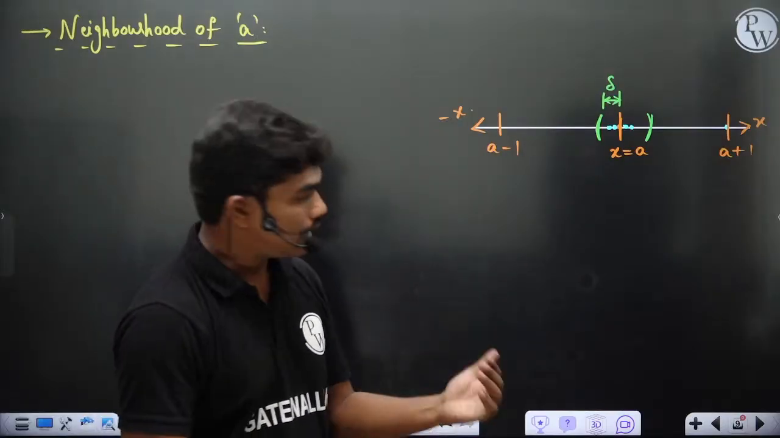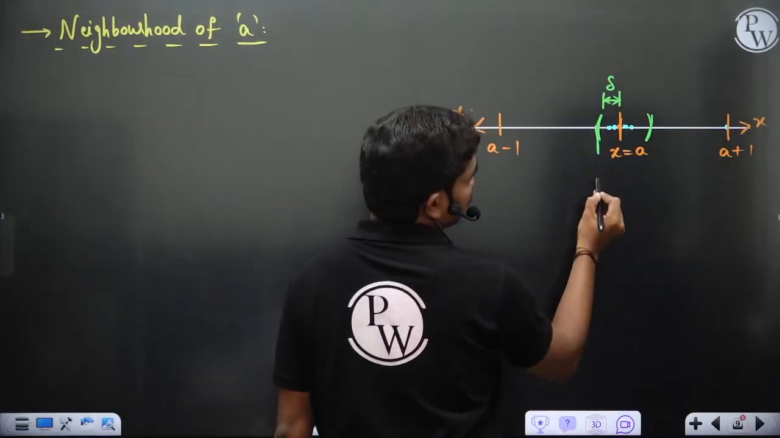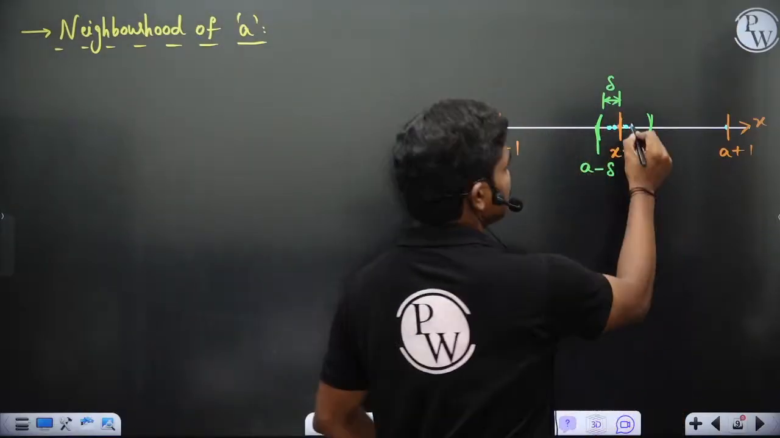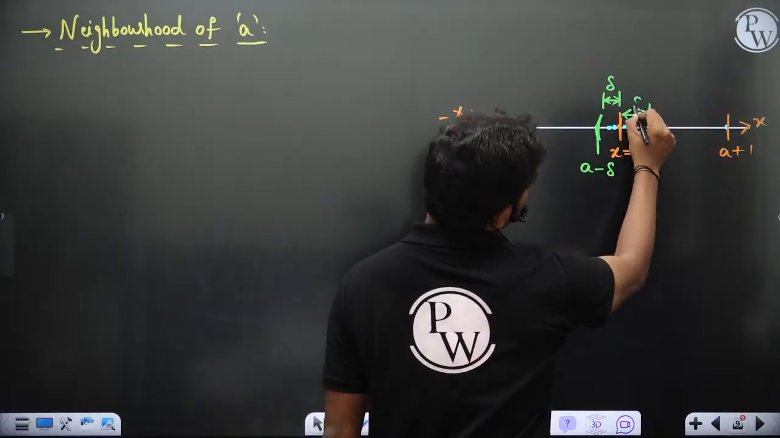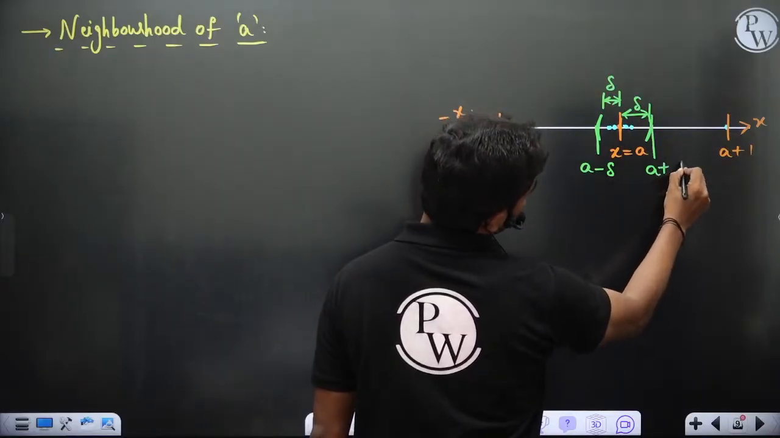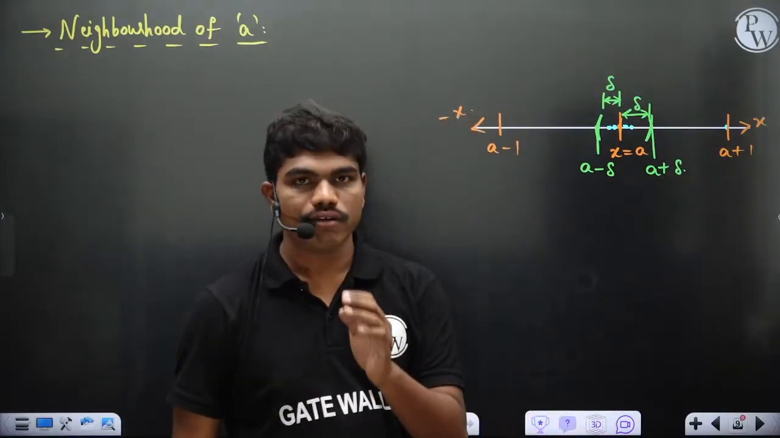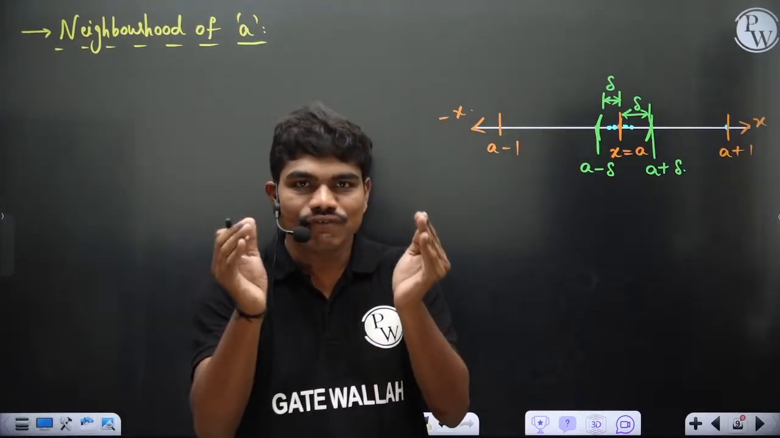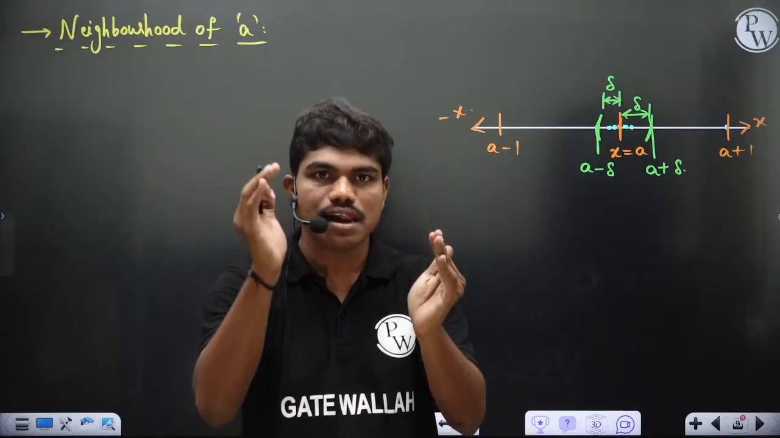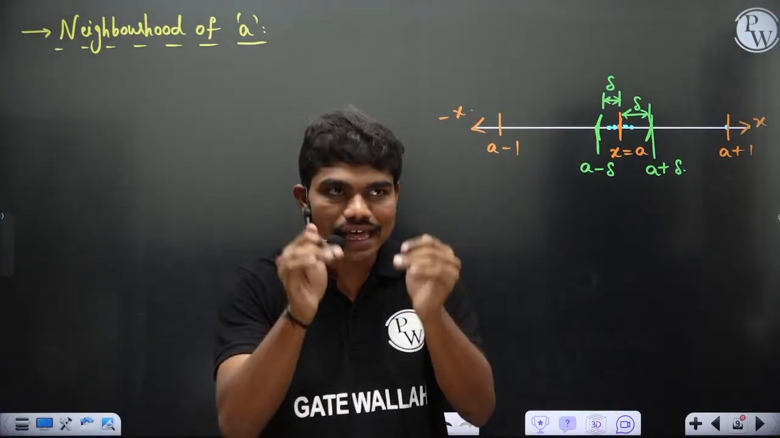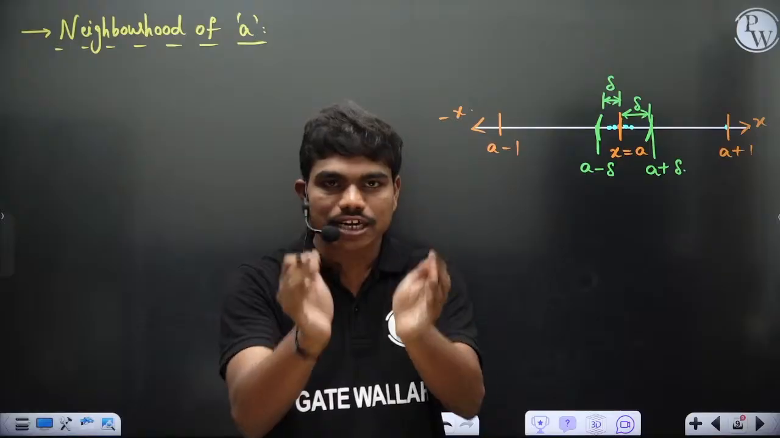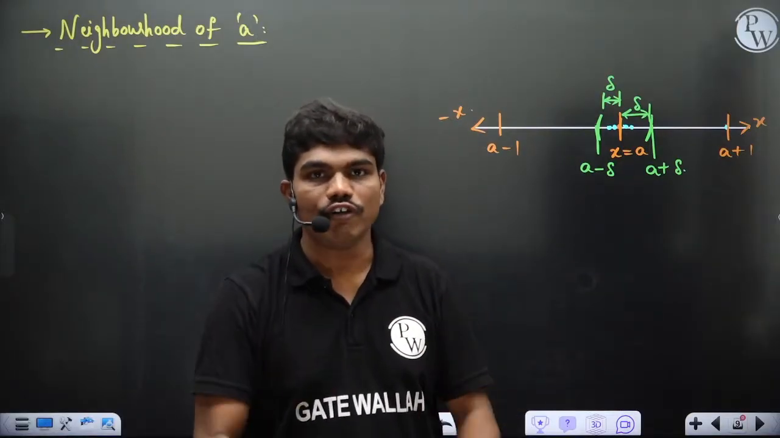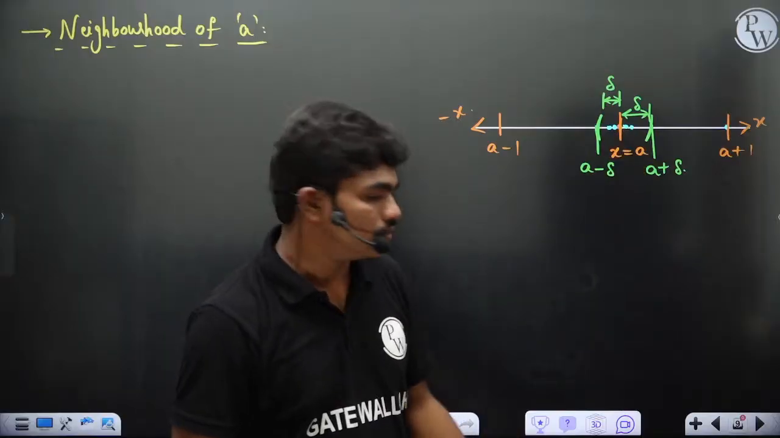If that number is delta, then ultimately this value of x is nothing but a minus delta, correct? And the value to the right side, if I also call it delta, the same value, then this is called a plus delta. Now if I keep the limits as a minus delta and a plus delta, every value which falls within this interval a minus delta to a plus delta will lie very close to a, and that set contains all the real numbers which are very close to a. That's called the neighborhood of this a. Clear?